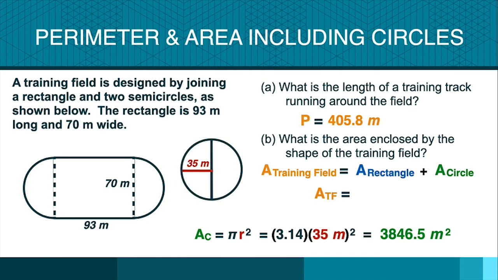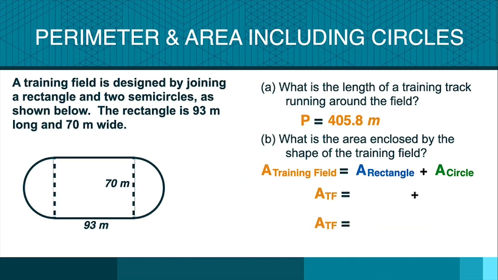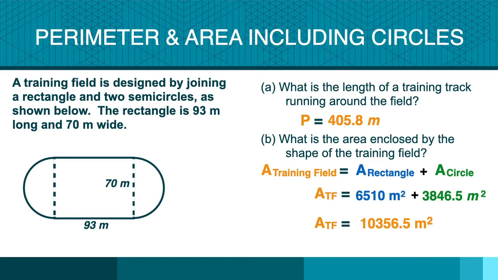Finally, add the area of the circle, 3,846 and 5/10 square meters, and the area of the rectangle, 6,510 square meters, to find the area of the training field, which is 10,356 and 5/10 square meters.